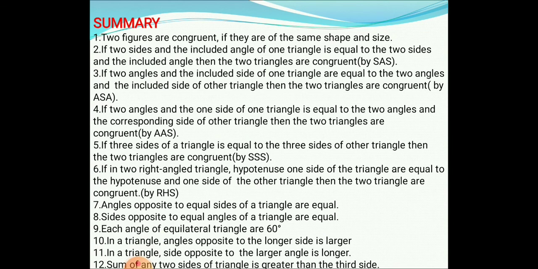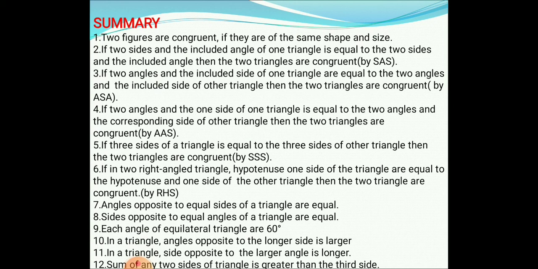Let's see what we discussed in this video. The first is, two figures are congruent if they are of the same shape and size. Second is, if two sides and the included angle of one triangle are equal to two sides and the included angle of another, then the two triangles are congruent by SAS criteria. Third is, if two angles and the included side of one triangle are equal to two angles and the included side of the other triangle, then the two triangles are congruent by ASA criteria.